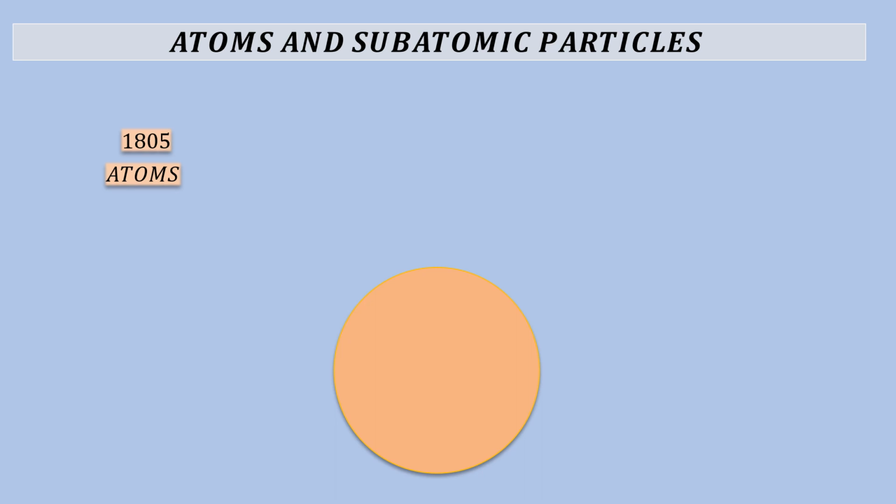However, as science progressed and technology advanced, in the year 1897, the first subatomic particle, that is the electron, was discovered by the scientist J.J. Thomson. So now we had this idea of atoms, that an atom consists of a positively charged sphere and these electrons are embedded over that positively charged sphere.